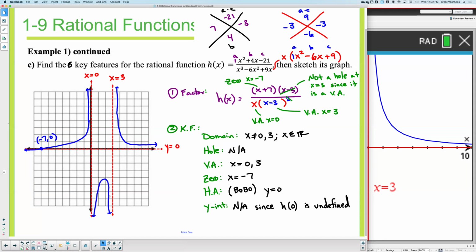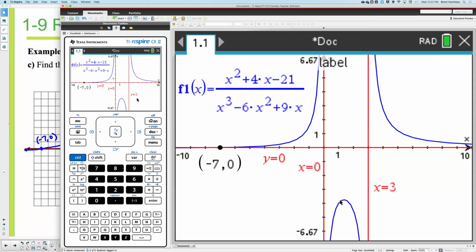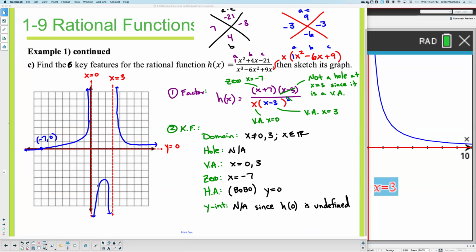That's how you could have done that. And this one, same thing. You could plug in a value, but it looked like it was about at -4 to me. 1, 2, 3, 4. Yeah, approximately a little bit higher than that, so something like that. That's how the graph should look.